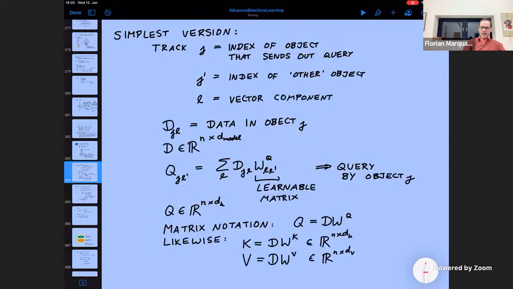So W is the linear transformation that takes the existing data vector, and you multiply this matrix W onto it, and you get a new vector, which is the query. And you can imagine that, for example, the data vector has a higher dimensionality than the query vector, and the W matrix would do that. It would do the step from the higher dimensional data vector to the lower dimensional query vector, for example. And in a sense, it's encoding.